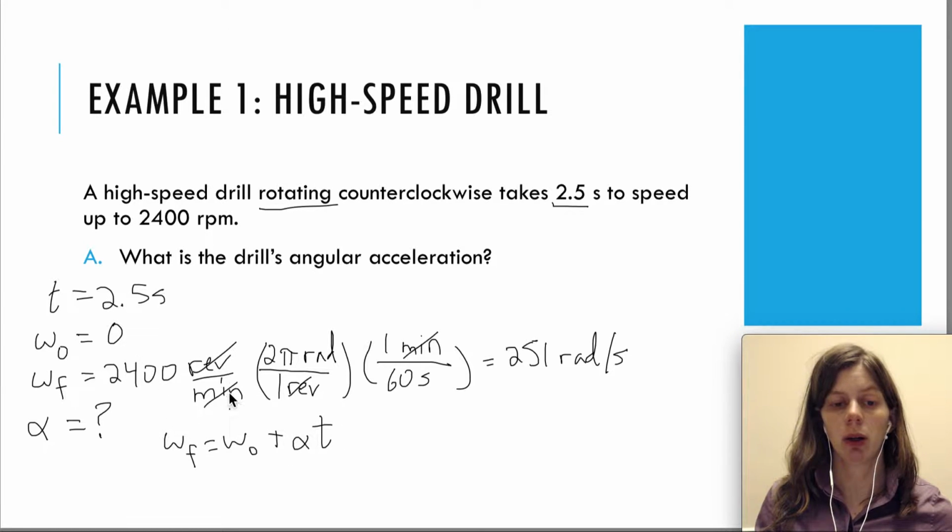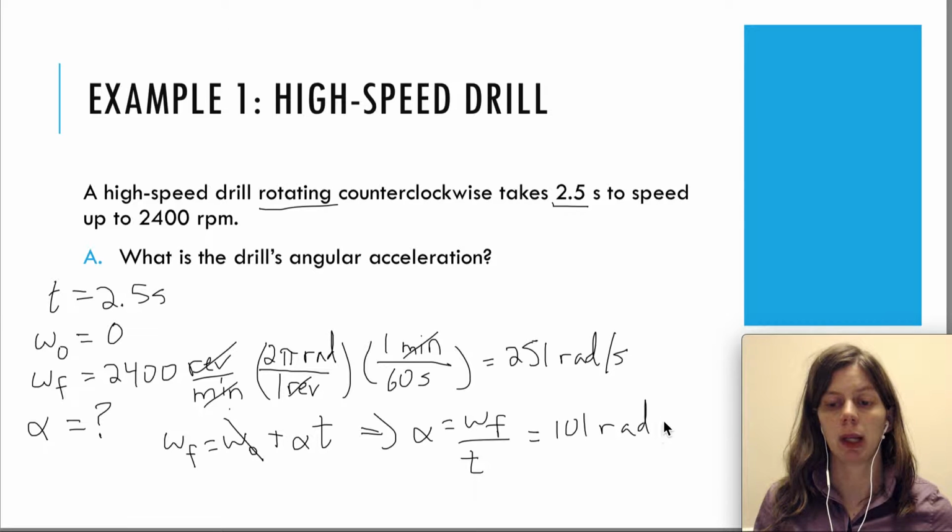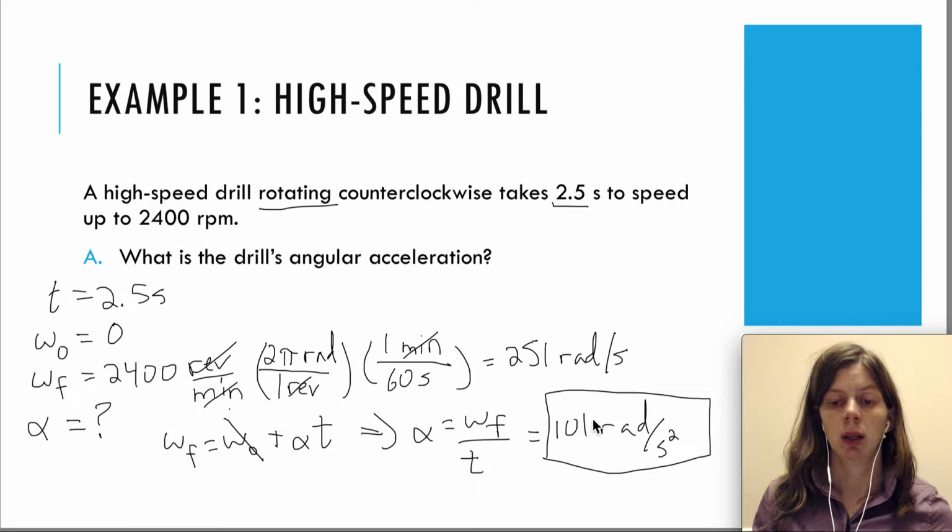equals omega initial plus alpha times time. Omega initial, angular velocity initial was 0, cross it out. We're looking for alpha. Alpha is going to be omega final divided by time. We plug in 251 divided by 2.5 seconds, and we're going to get 101 radians per second squared. So that's just to give you an idea of the numbers. An angular acceleration of 101 radians per second squared is typical for a high-speed drill.